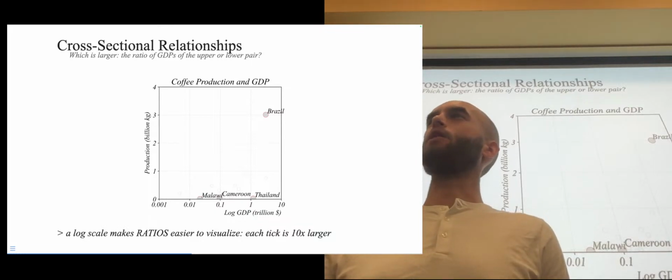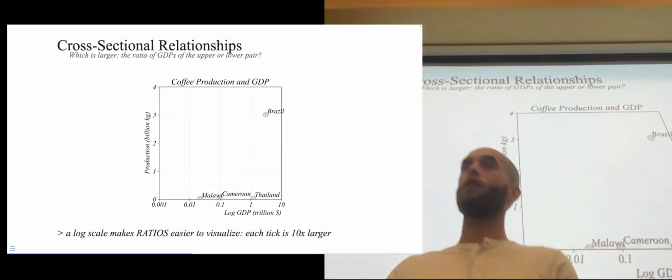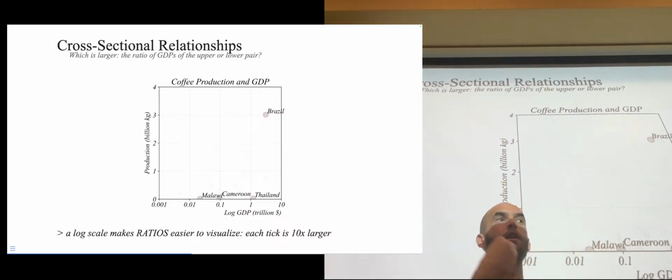And how many of you think it's the lower pair? And how many of you think it's unclear? Okay, so it's much clearer looking at ratios using a log scale.